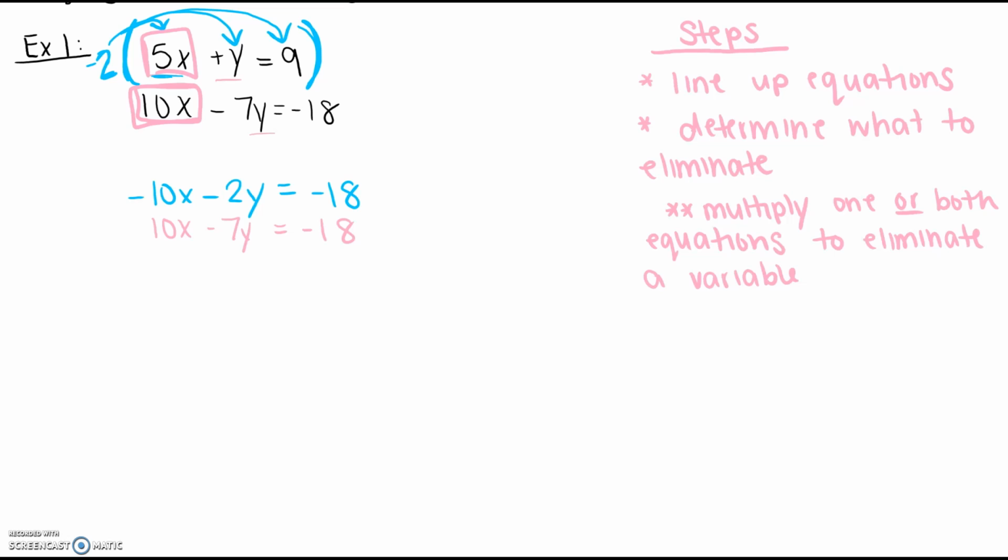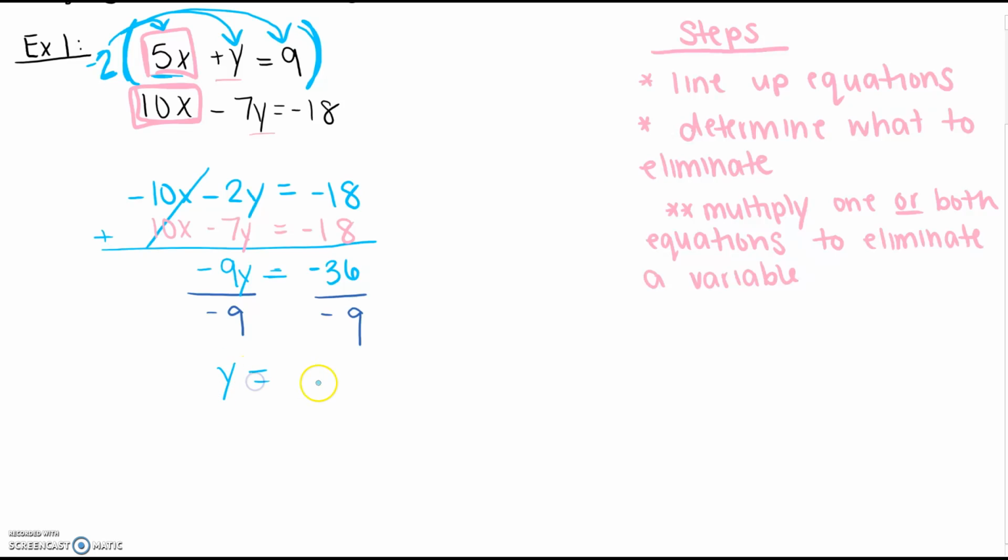So this is why I multiplied my first equation by a -2 so that this is a -10, and now all I'm going to do is I'm going to add these two equations together. So -10x plus 10x cancels, and I'm left with 0. -2y minus 7y is -9y. -18 minus 18 is -36. Now, I don't really have to write the 0. I am going to divide both sides by -9, and therefore y equals positive 4.